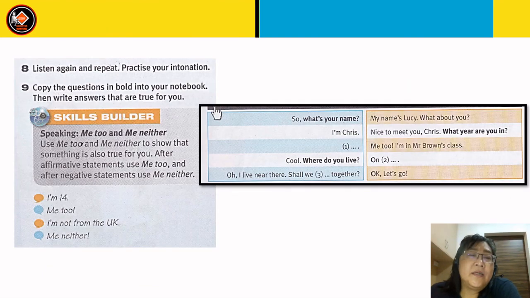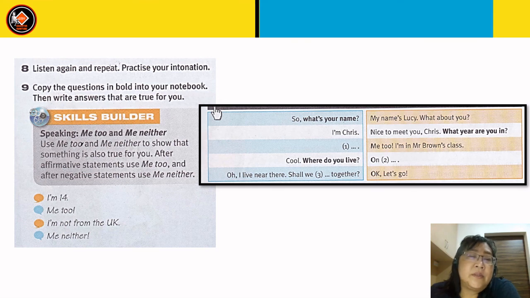Dear pupils, you can listen again and repeat so you can practice your intonation. Now copy the questions in bold. So you have here, what's your name? What year are you in? Where do you live? So you have to copy this into your notebook. Then write answers that are true for you.